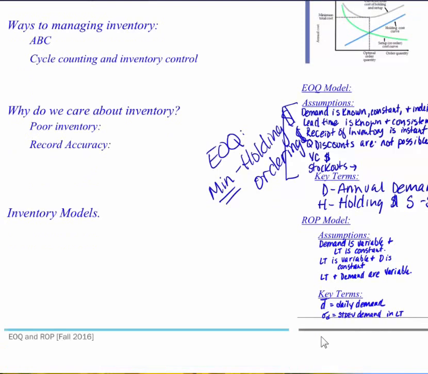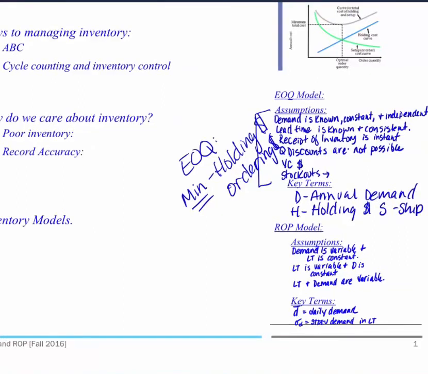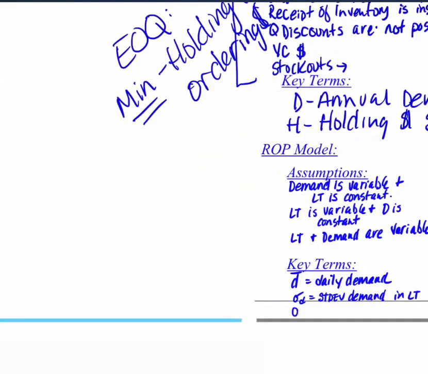So there are three basic ROP models, and they are that demand is variable and lead time is constant, or lead time is variable and demand is constant, or lead time and demand are both variable. These are the three basic reorder point models. They all rest on the notion of daily demand, which is little d, and they also will require the standard deviation of demand during the lead time, and in some cases require the standard deviation of lead time as well. So sometimes you'll see this annotation as well, which is the standard deviation of lead time.